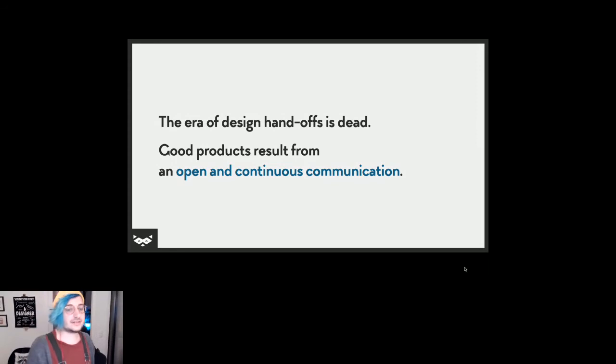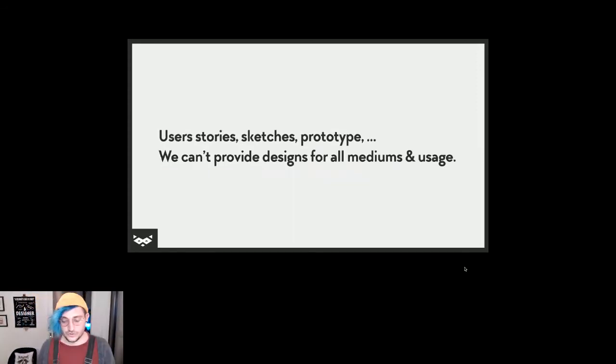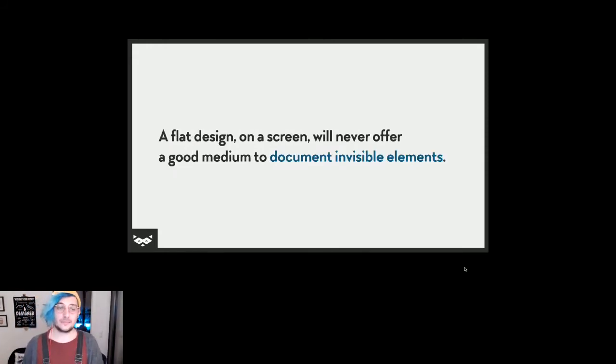And good products in the end result from open and continuous communication. So user stories, sketches, prototypes: we cannot provide design for all mediums and especially all usage. So we have a constraint here. The constraint is that flat design on a screen will never be a good medium to document the invisible. And accessibility is really often about what is not visible.